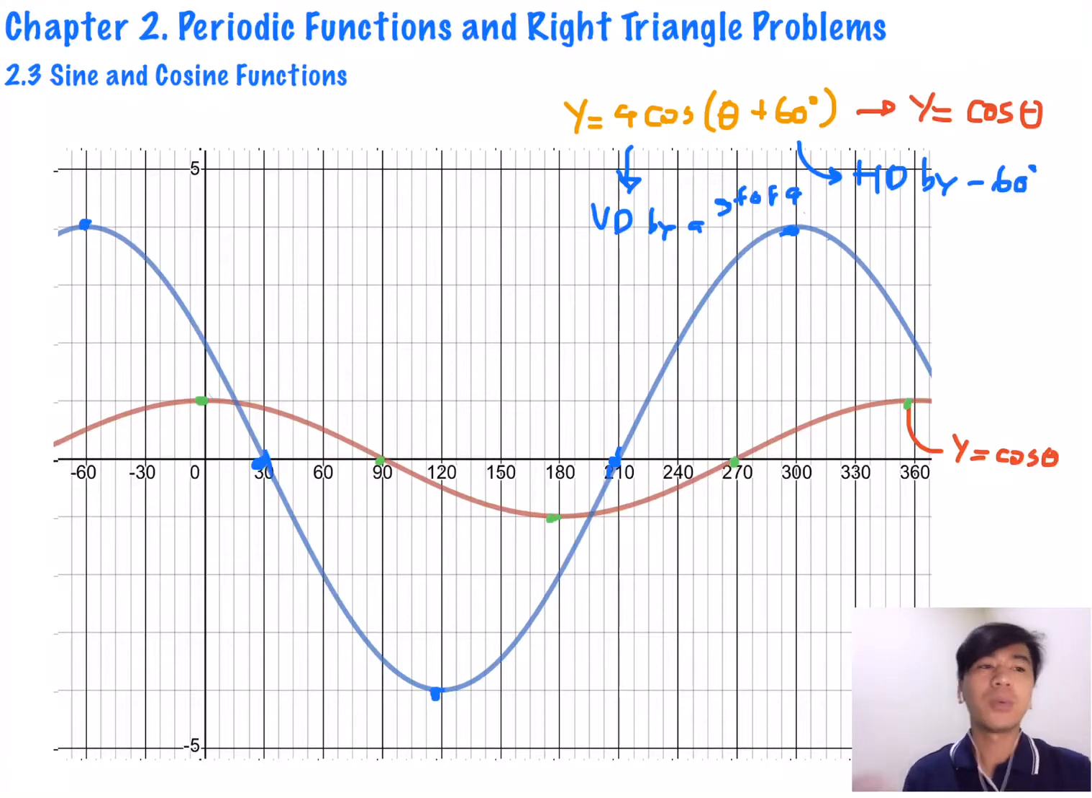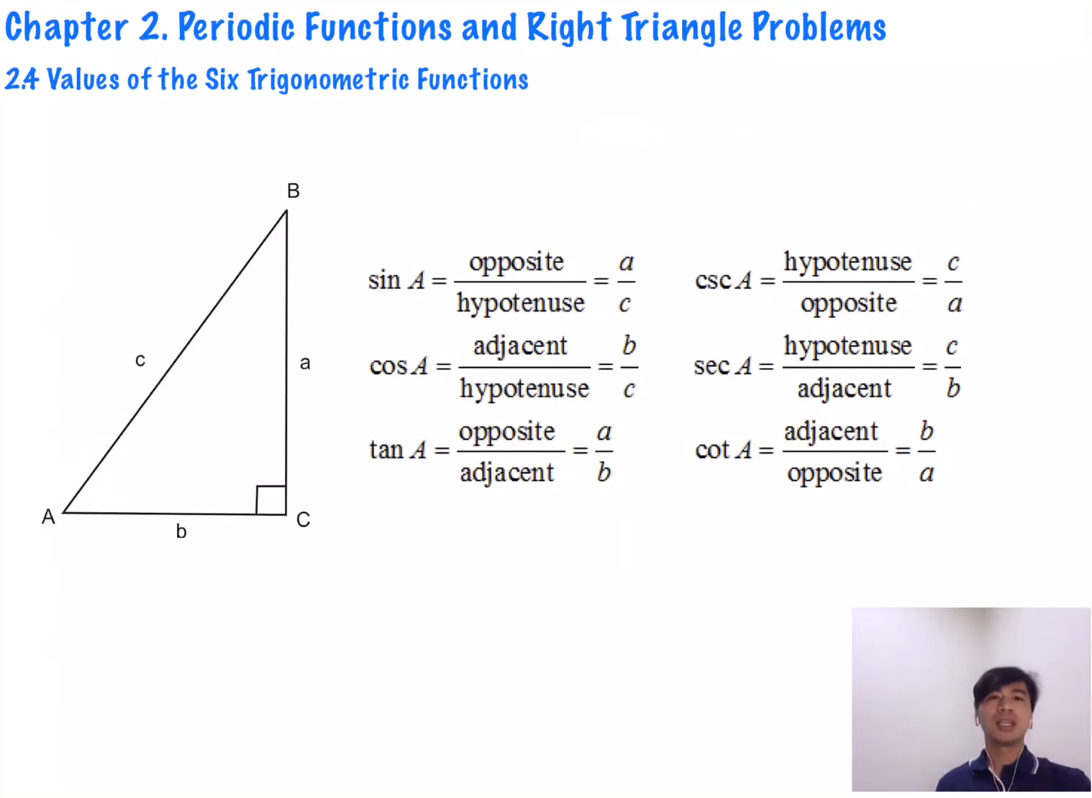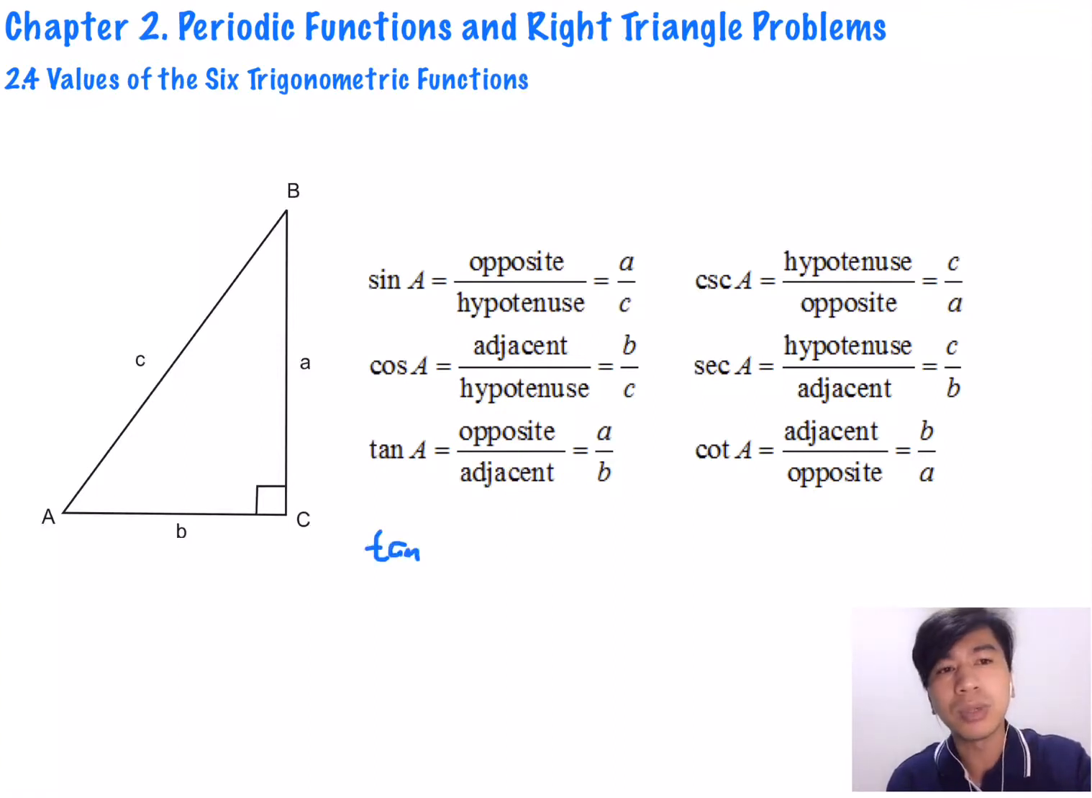Okay, then we are ready for 2.4, which is the values of 6 trigonometric functions. We have learned sine, cosine, and tangent in 9th grade. Okay, so let me repeat it again. Sine is opposite over the hypotenuse, cosine is adjacent over the hypotenuse, and tangent is the opposite over adjacent. Sometimes tangent can also be written as sine A over cos A.